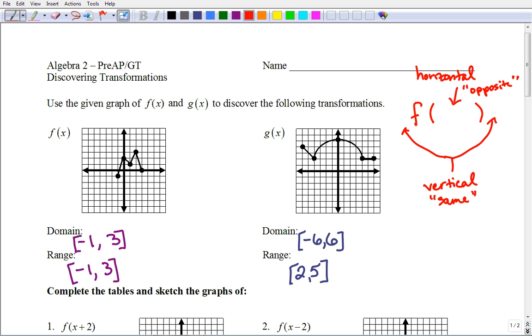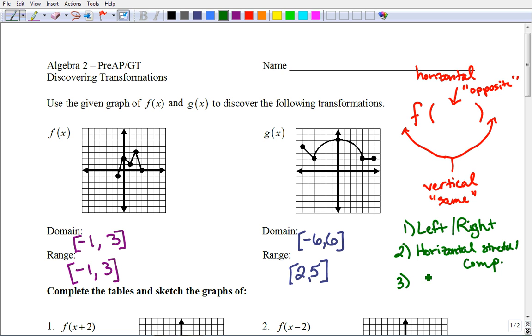One other thing you need to know is the order that you have to follow the transformations. First, you have to do left and right, so you're looking at what is being added or subtracted inside the parentheses. Second, you do the horizontal stretch or compression, which is whatever's being multiplied inside the parentheses. So we deal with what's inside the parentheses first, the x values first.